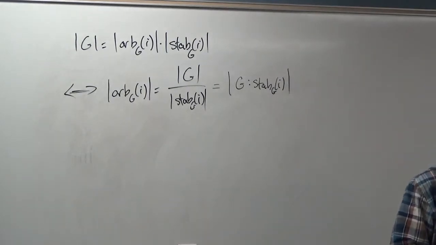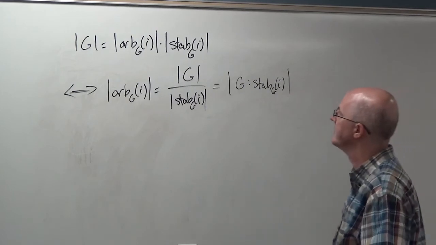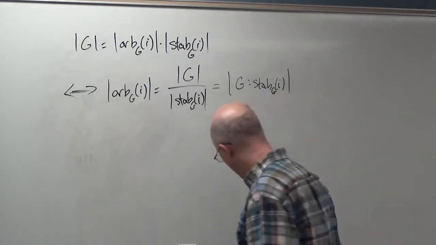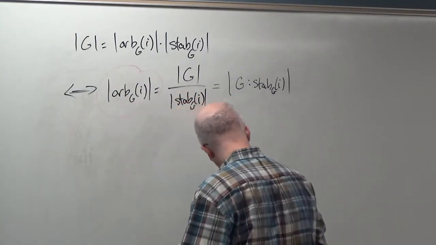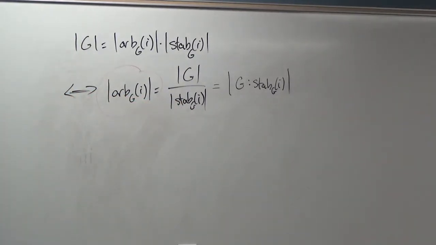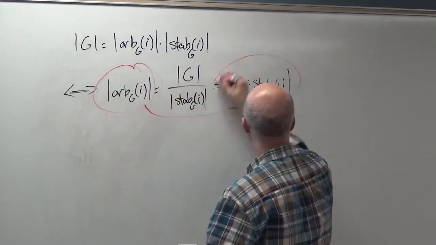In other words, it's the same as the number of left cosets of the stabilizer in G. So to prove this Orbit-Stabilizer theorem, we would be done if we could show that the number of elements in the orbit is the same as the index, the number of left cosets. We would be done if we could show these two things are the same.